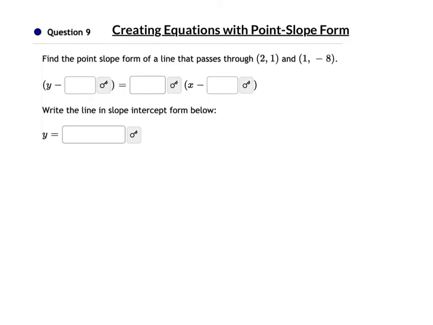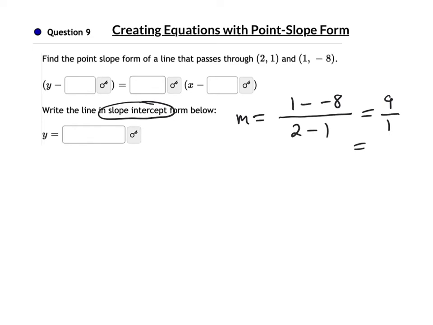And we finally get to one that asks for slope-intercept form. So the same steps as the last one. We need to find the slope, subtract the y's to find the rise, 1 minus negative 8. Subtract the x's to find the run, 2 minus 1. 1 minus negative 8 is positive 9. 2 minus 1 is 1. And 9 divided by 1 is 9.